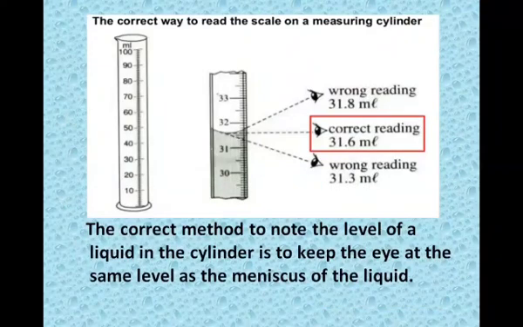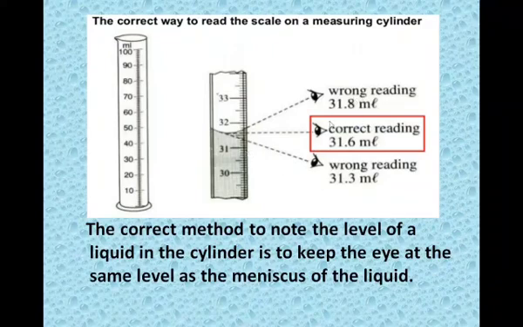Now, the correct way to take the reading with the help of measuring cylinder. If you keep your eye at the level of the meniscus, this is the correct way. The correct method to note the level of the liquid in the cylinder is to keep the eye at the same level as the meniscus of the liquid. Okay, you can see if your eye is at the level of the liquid, this is the correct way. But if your eye is above the level, it is the wrong way. And if your eye is below the level of the liquid, then again it is the wrong way.